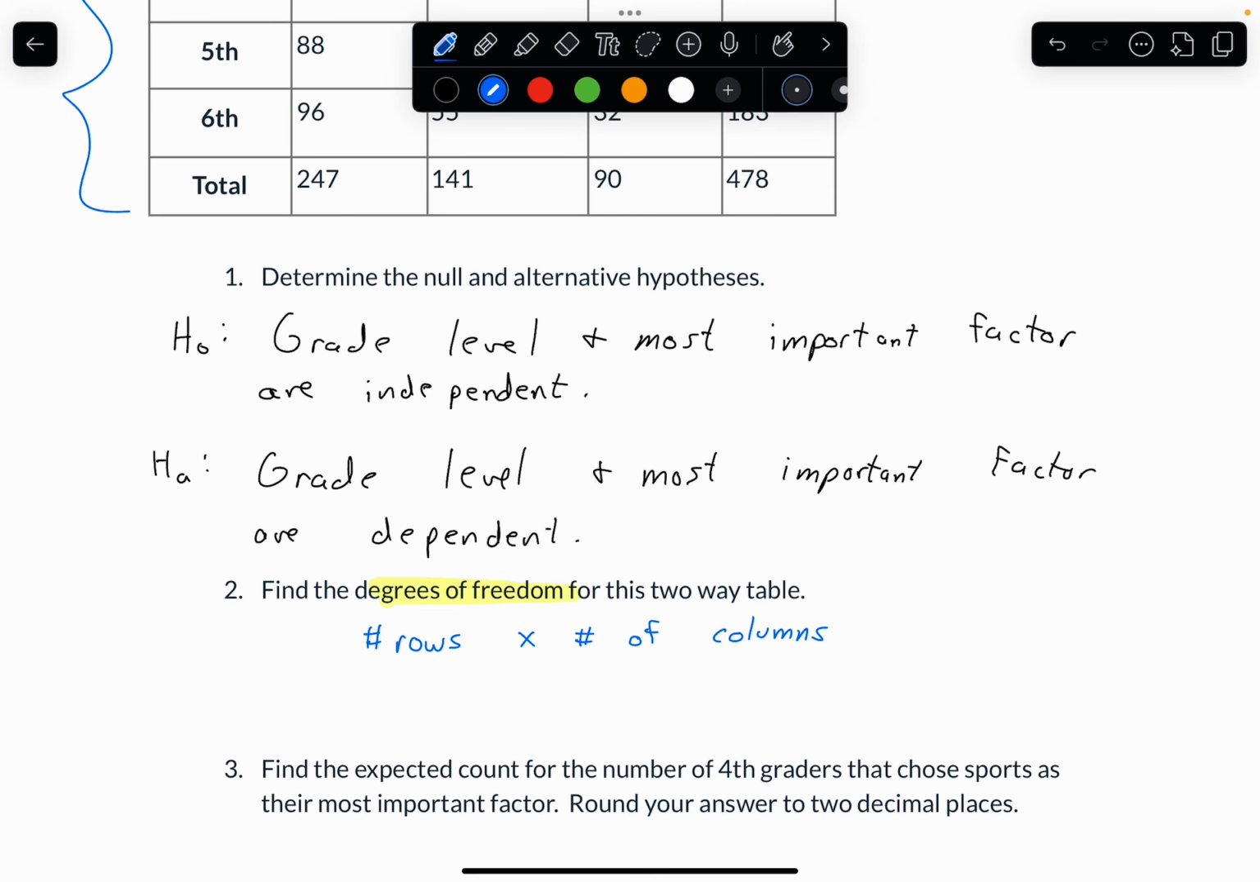Do I have that right? Oh, no, I'm sorry. I misspoke. It's the number of rows minus 1, times the number of columns minus 1.